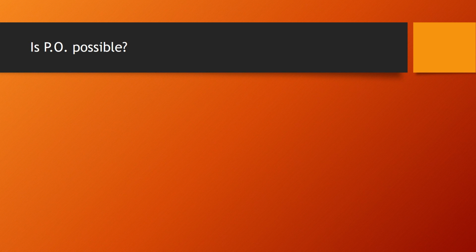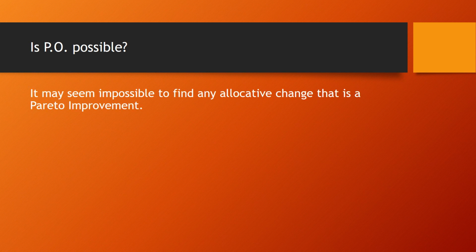The definition of efficiency, or a Pareto-optimal allocation of resources, when you look at it, it may seem kind of complex. So you might wonder, is a Pareto-optimal allocation of resources even possible? After all, it may seem impossible to find any allocative change from the status quo that is actually a Pareto improvement, where no one would complain, for example.